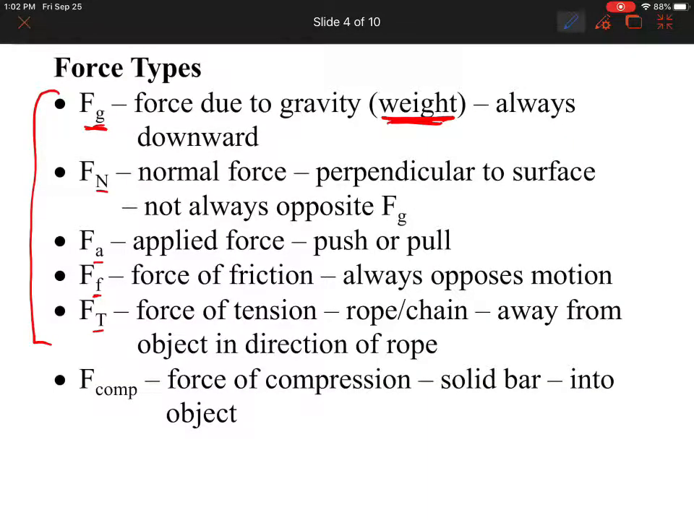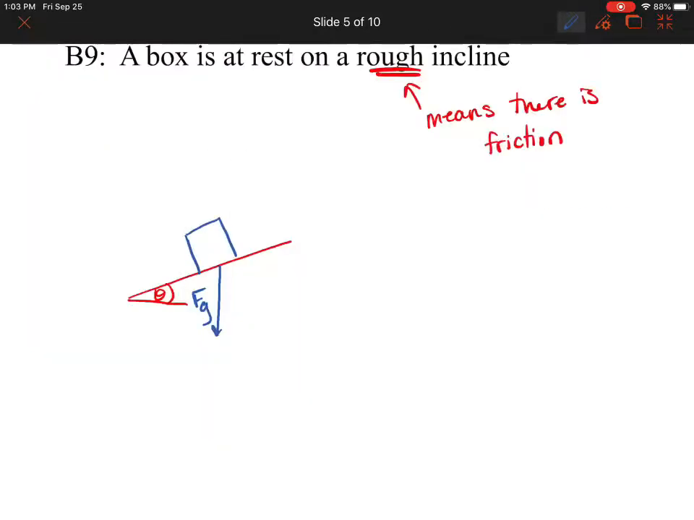So for Fg, we have normal force, perpendicular to the surface. So there's not always a normal force. There's only a normal force when it's on a surface. Is this box sitting on a surface? Of course it is. So it's got to be perpendicular to the surface, so it's not actually going to be strictly opposite Fg. It's going to be kind of like that, because it's got to be perpendicular to this surface. Remember, perpendicular means it needs to make a right angle to it. Okay, and then beside it, I'm going to put F and then a little N down there to say that that's normal force.